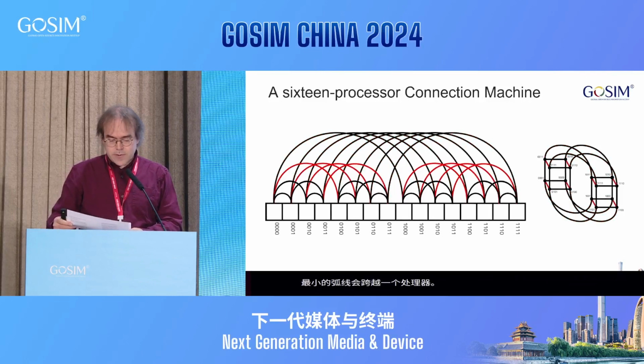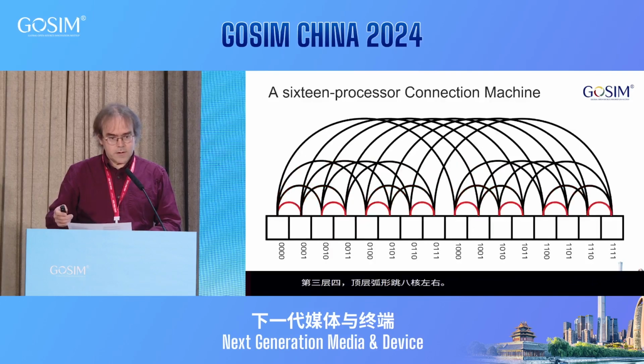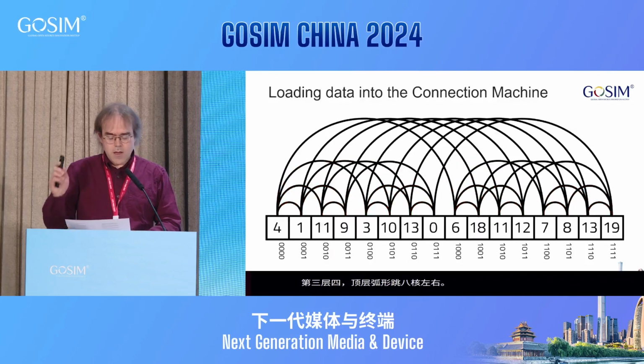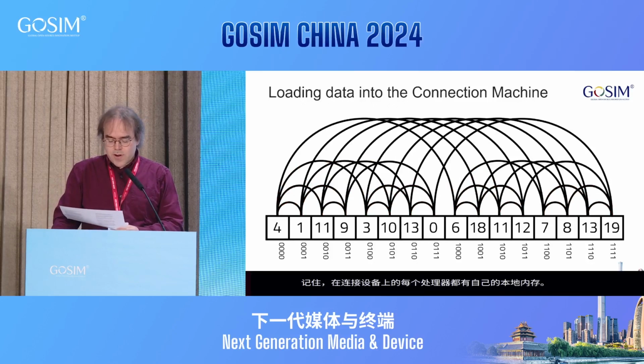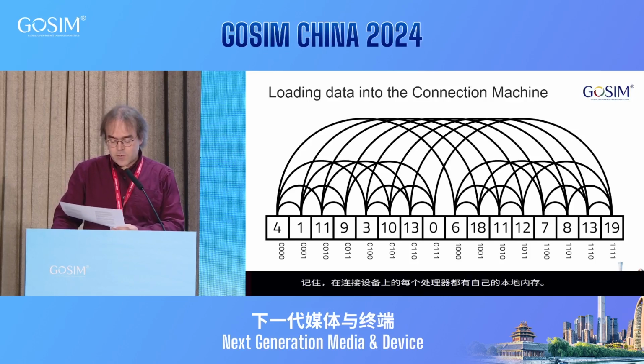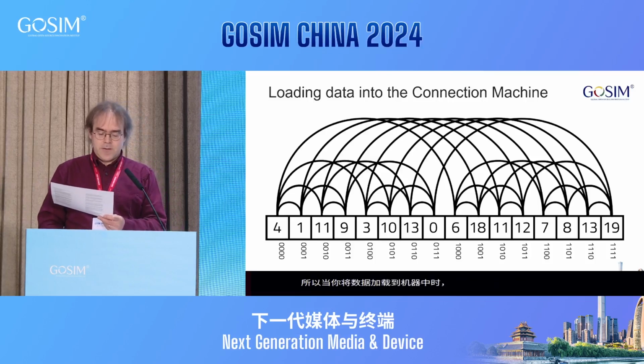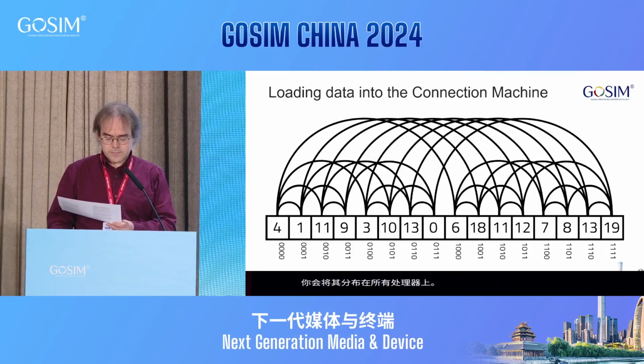Remember that each processor on the connection machine has its own local memory. So when you load data into the machine, you spread it across all the processors. So suppose this is an array of numbers we want to search, and each processor stores its own number. Okay, so what's the algorithm for searching an array of unsorted elements on the connection machine? Let's suppose we're looking for the index of the leftmost element containing the number 11.